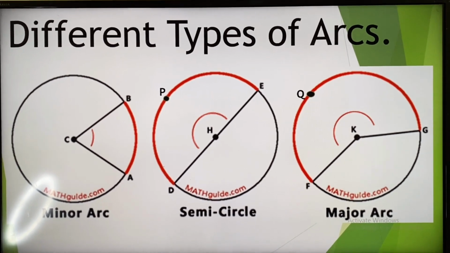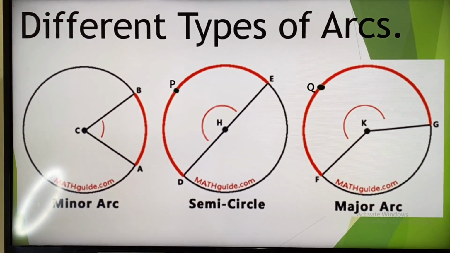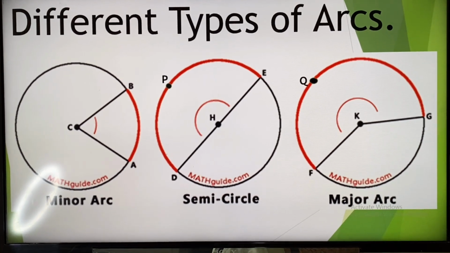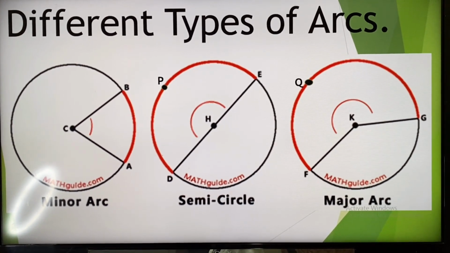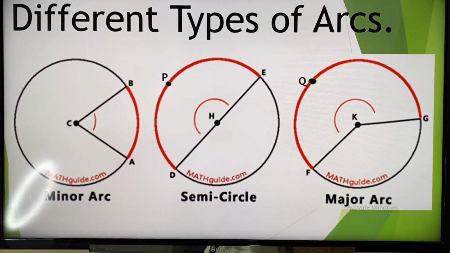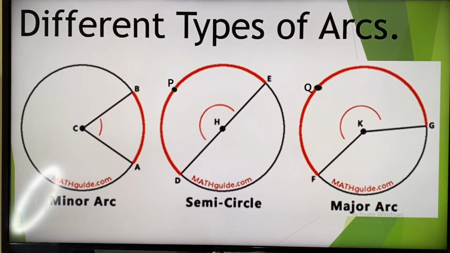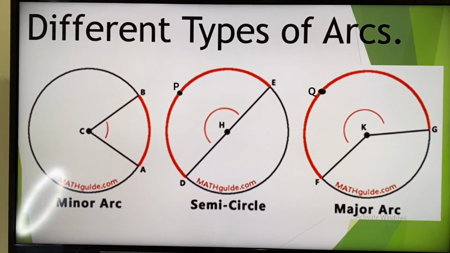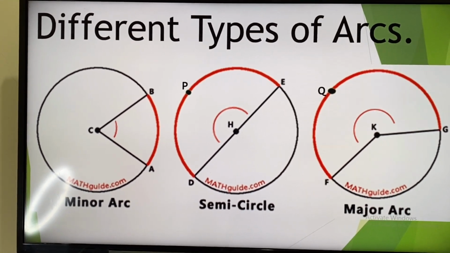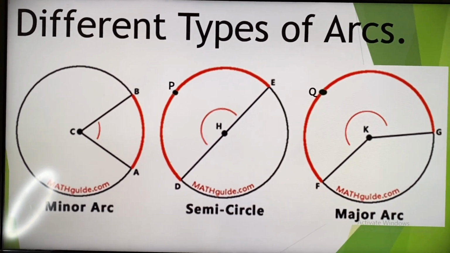In this slide, we have the different types of arcs. In the first figure, we have the minor arc. Second, we have the semicircle. And the third one is the major arc. Anybody can tell us the differences between the three arcs on the screen? Okay, so let us discuss the first figure.